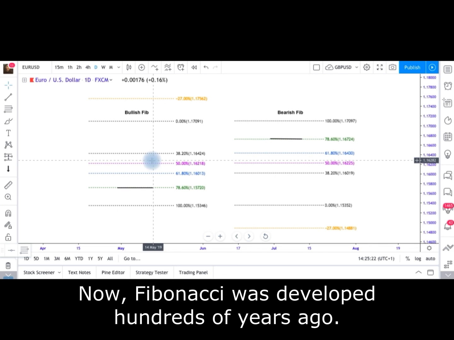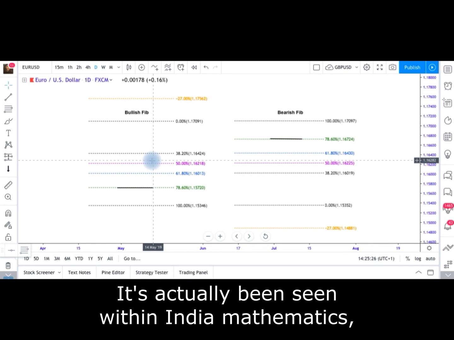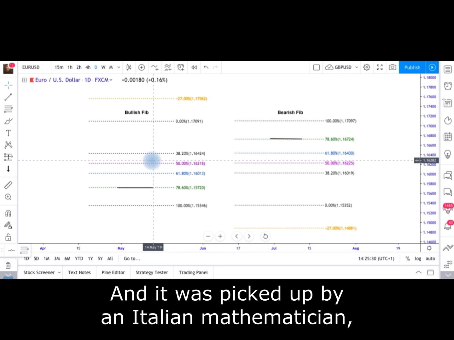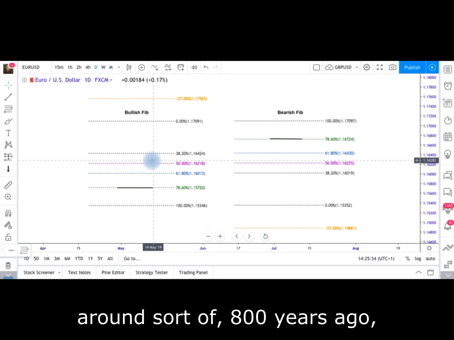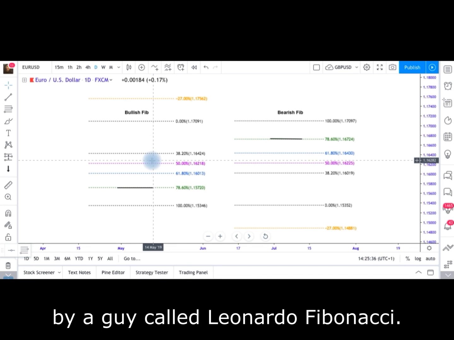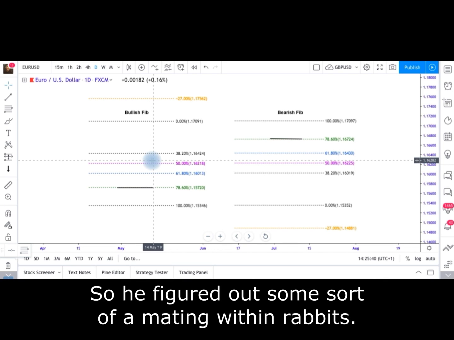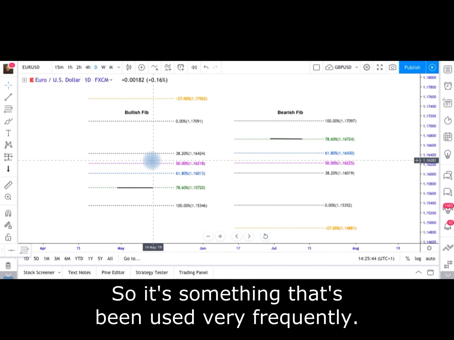Now, Fibonacci was developed hundreds of years ago. It's actually been seen within Indian mathematics thousands of years ago, and it was picked up by an Italian mathematician around 800 years ago, a guy called Leonardo Fibonacci, who basically used a number sequence to figure out some sort of mating within rabbits. So it's something that's been used very frequently.